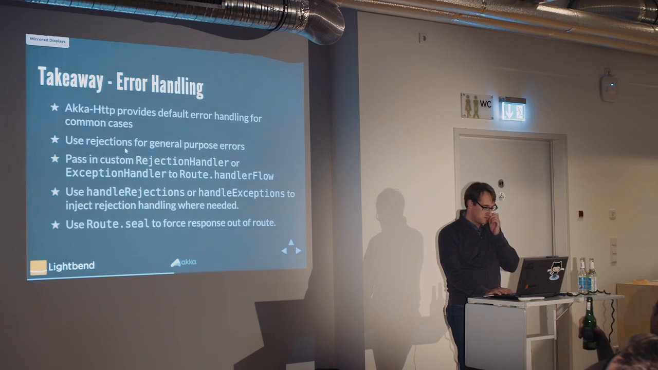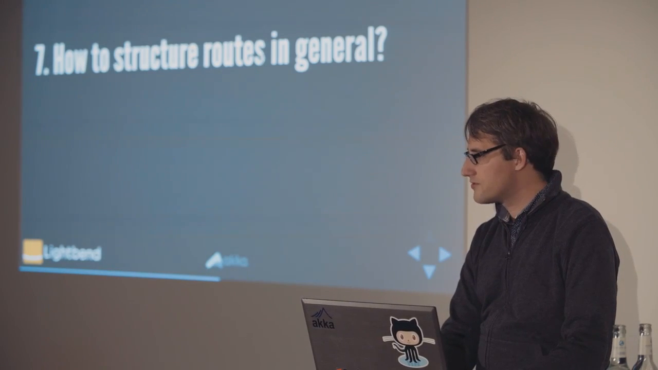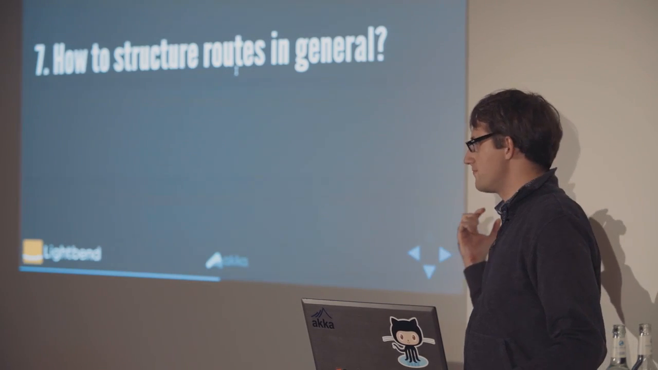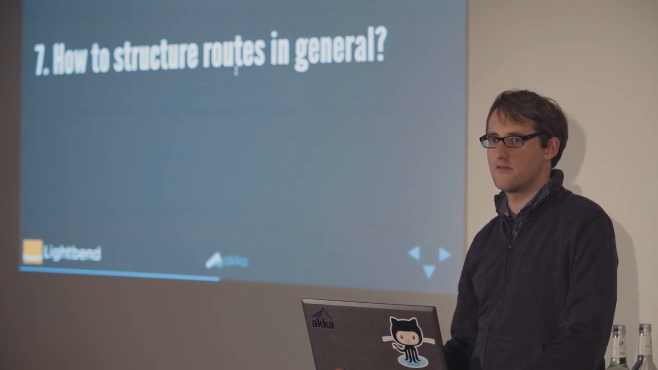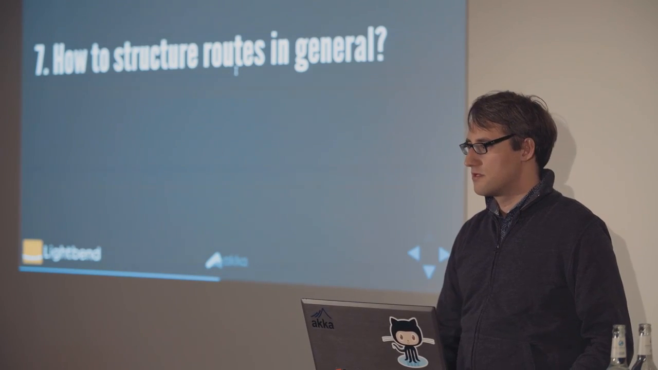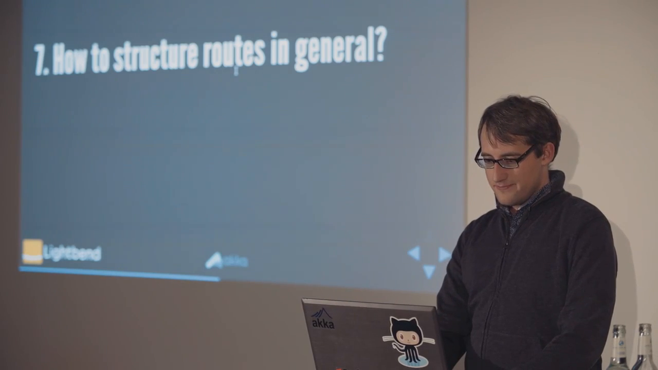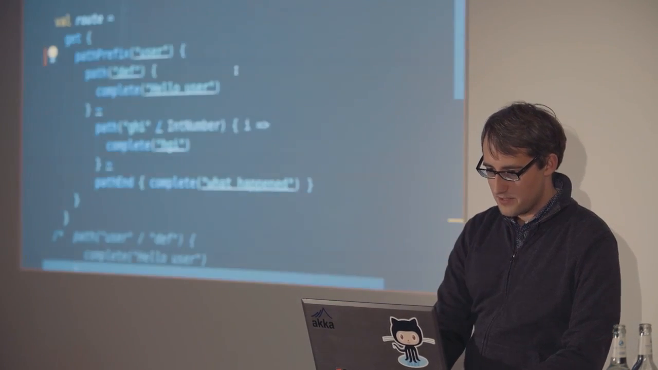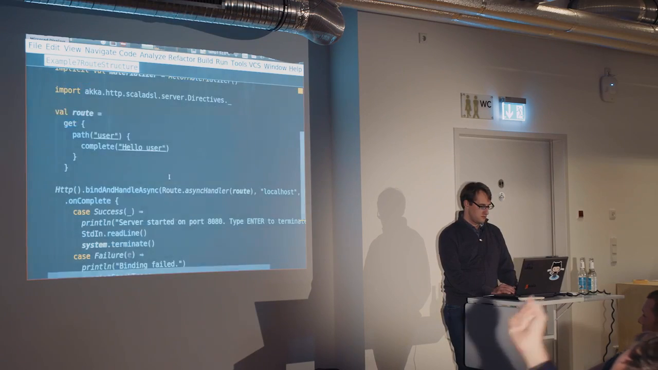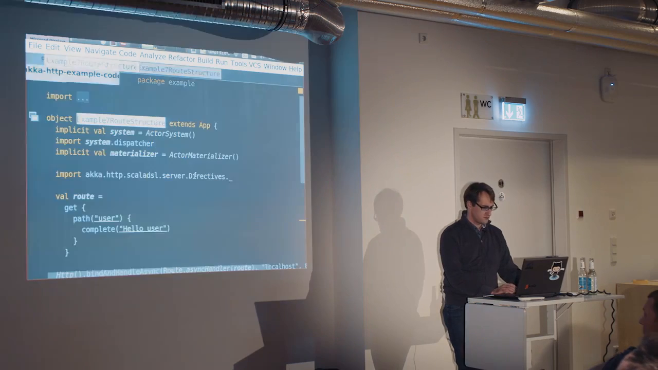Okay, I think I'll just skip this. So I talked a bit about how to structure routes in general. All of those route blocks are basically values. So you can extract them into values and reuse them, or put them in defs and make your own little versions of them which do something special.